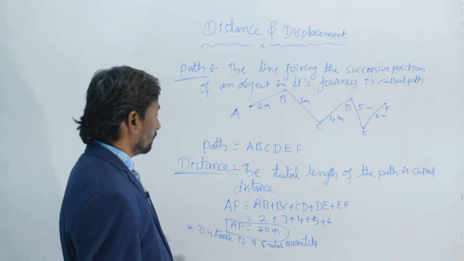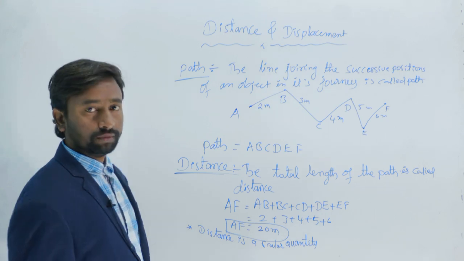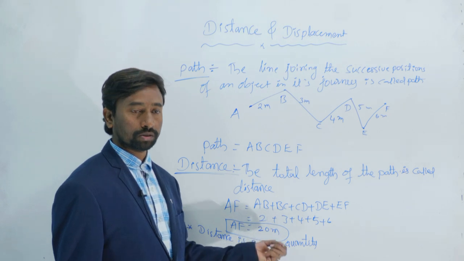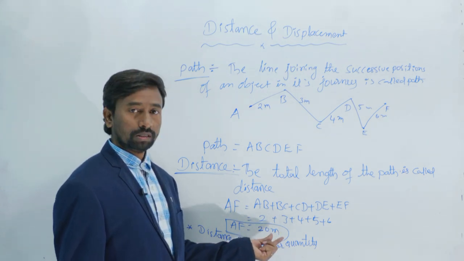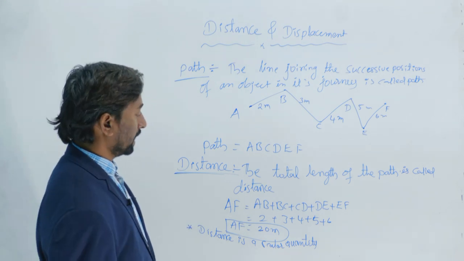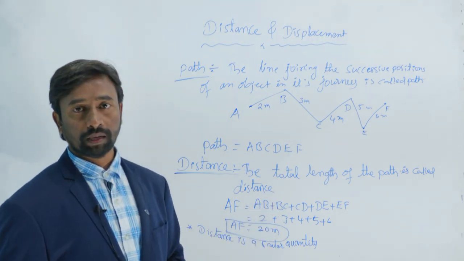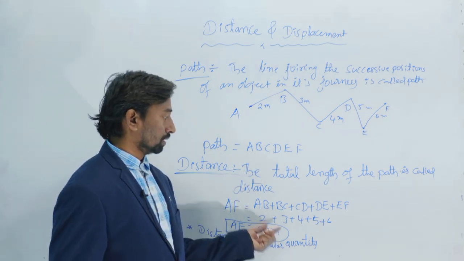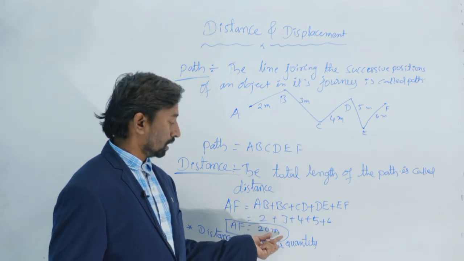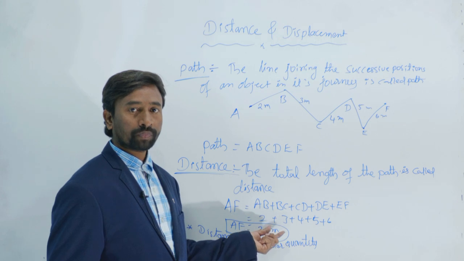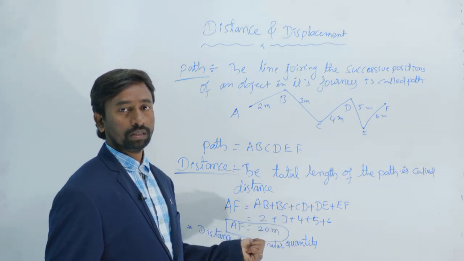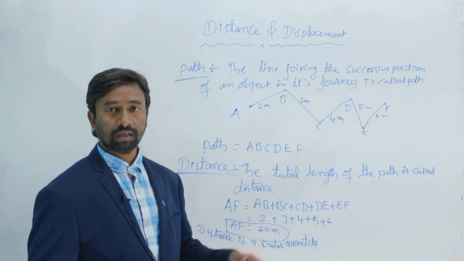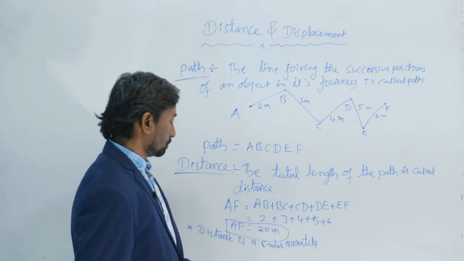The SI unit of distance is meters. Distance can be measured in meters. It also has a dimensional formula, which we learned in the first chapter, units and measurements. The fundamental physical quantity is length, and length is measured in meters. Distance is nothing but length, so it is denoted in the dimensional formula with L.